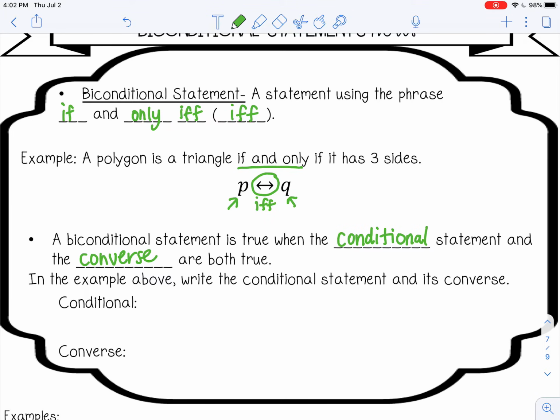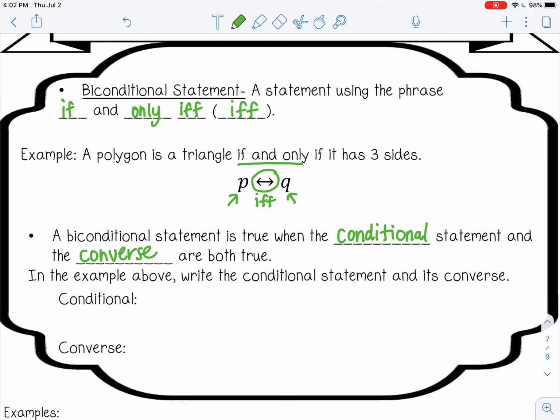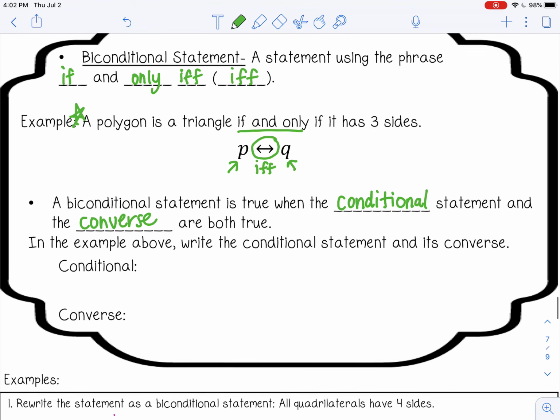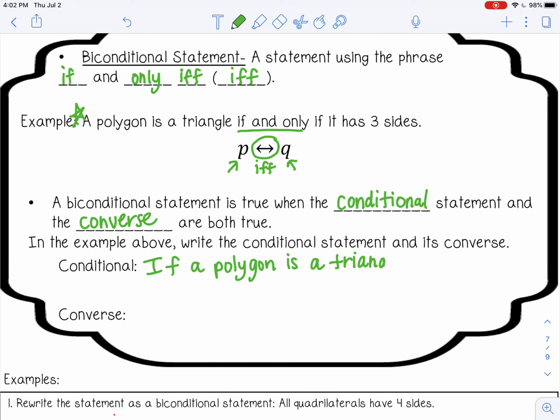In the example above, write the conditional statement and its converse. So we're looking at this right here. A polygon is a triangle if and only if it has 3 sides. So we want to change this to a conditional statement. So we could write, if a polygon is a triangle, then it has 3 sides. And that is true.